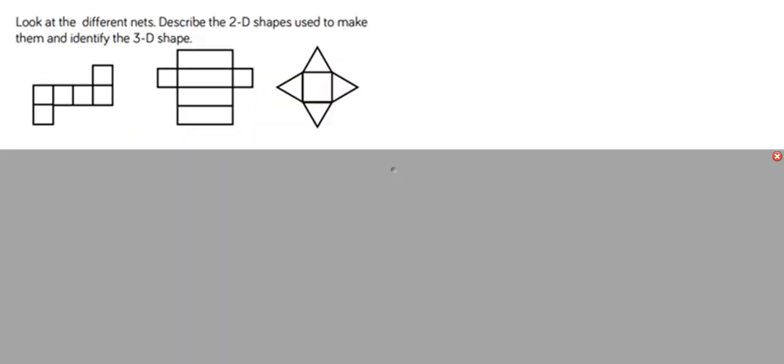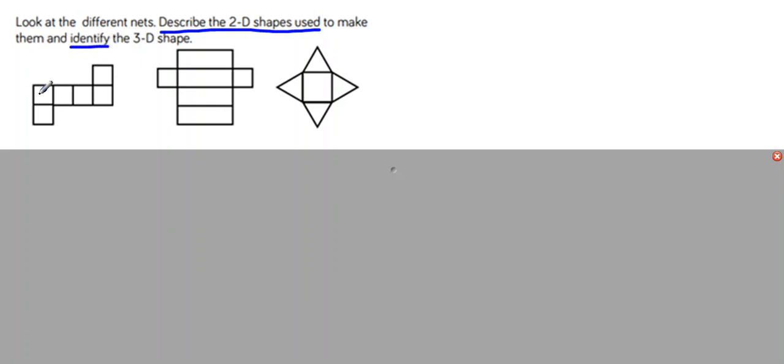So let's have a look at this one then. It says, look at the different nets. Describe the 2D shapes used to make them and identify the 3D shapes. So let's just break that down a little bit. It says, describe the 2D shapes used to make them and then identify the 3D shape.